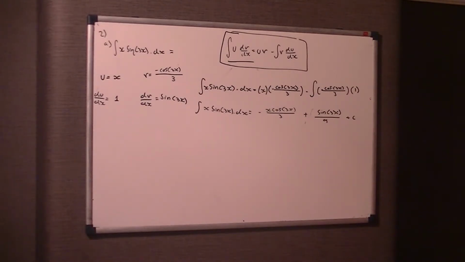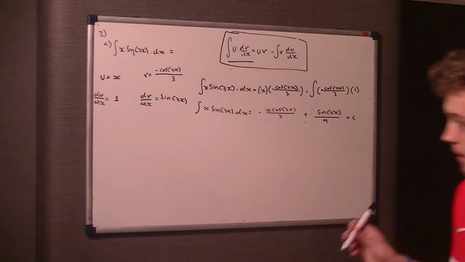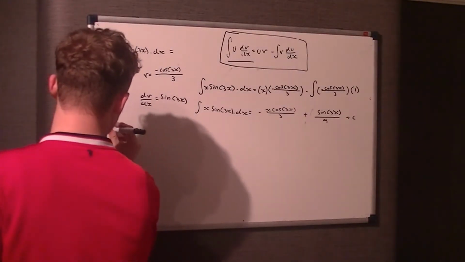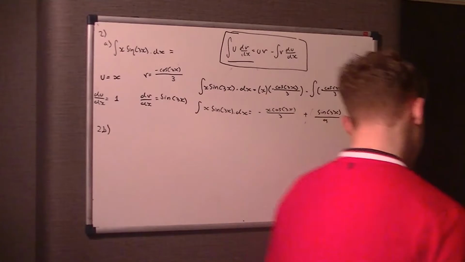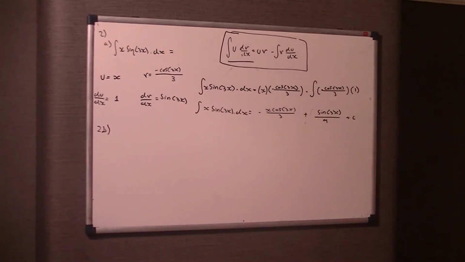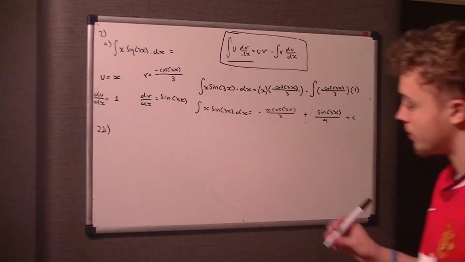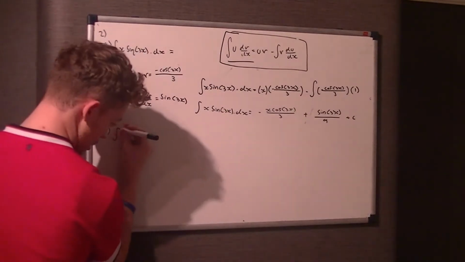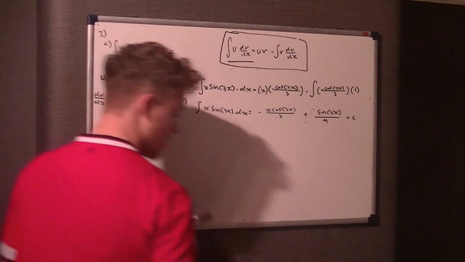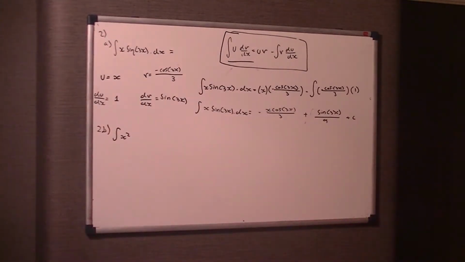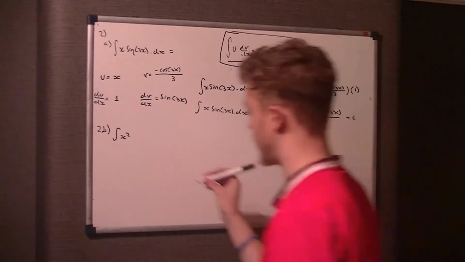One second, I'm just going to double check that. Actually, I'll triple check, because I double checked it before. Okay, yep, so that's what you do. Right, so part 2b. 2b says, using your answer to part a, find the integral of x squared cos 3x with respect to x.